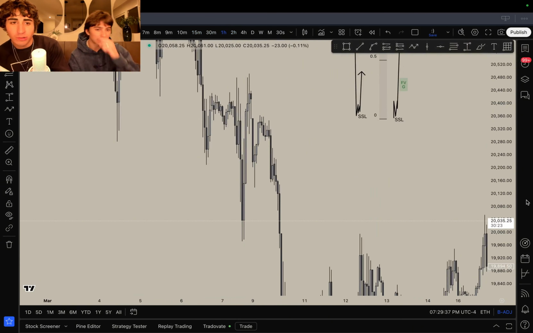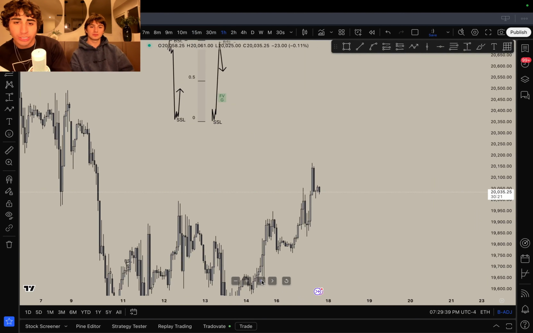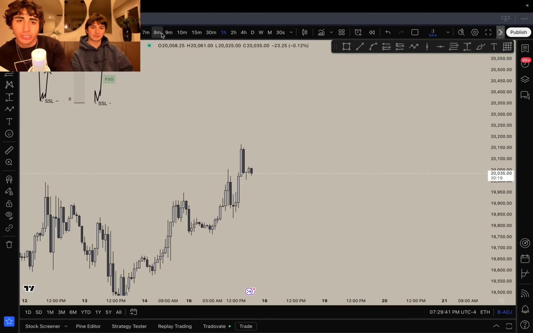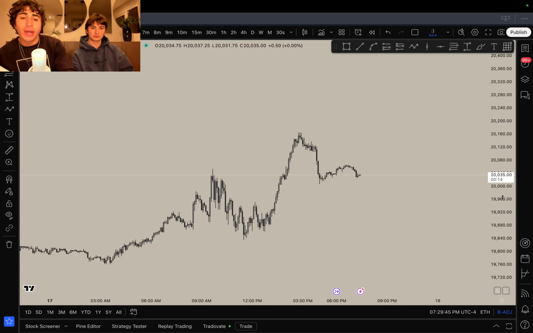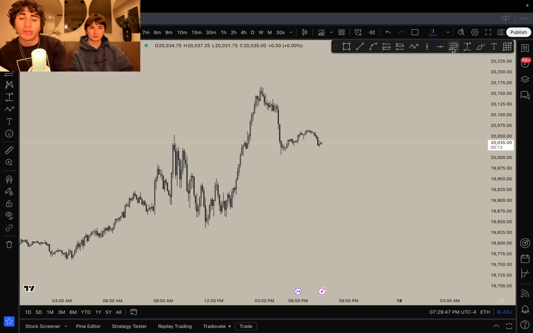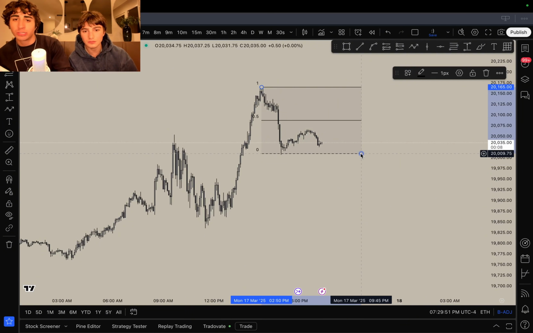Homework, guys, is going to be mark out your premium and discount ranges. Just go into the chart, look at the swing highs, look at the swing lows, mark out your buy side liquidity, mark out that sell side liquidity, and just be marking out your overall ranges, seeing where price is going to trade towards.